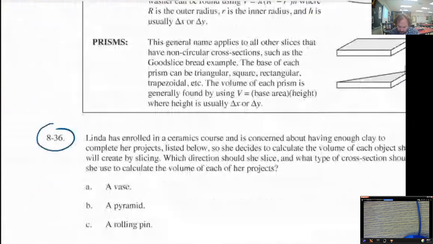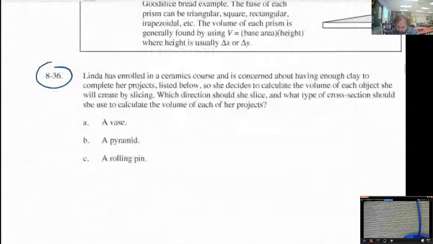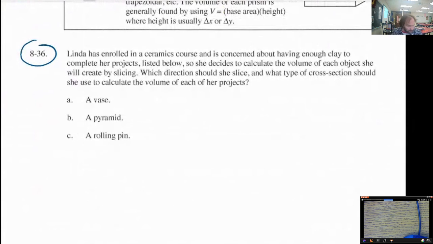And finally, we're going to look at one last question, which is setting up for kind of the last case here. Linda has enrolled in a ceramics course and is concerned about having enough clay to complete her projects listed below. She decides to calculate the volume of each object by using slicing. Which direction should she slice, and which type of cross-section should she use to evaluate the volume of her projects?